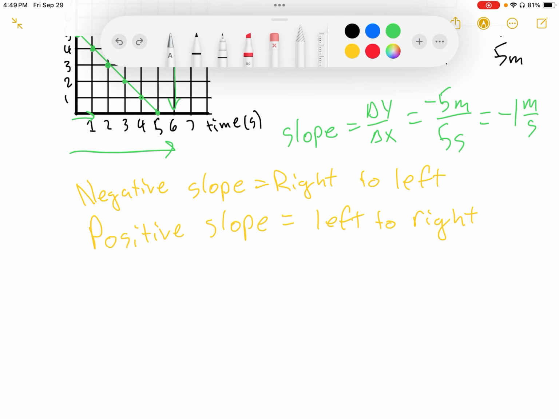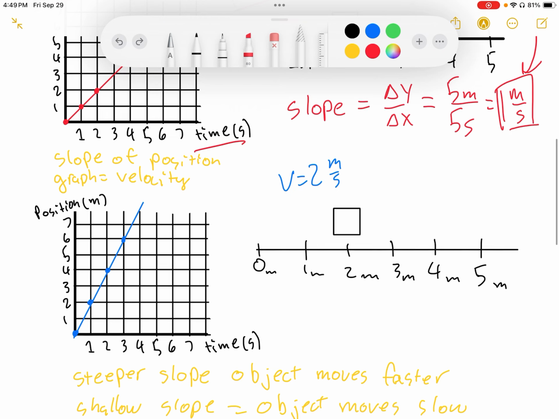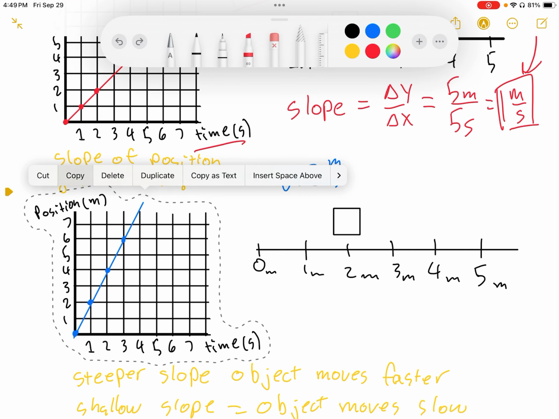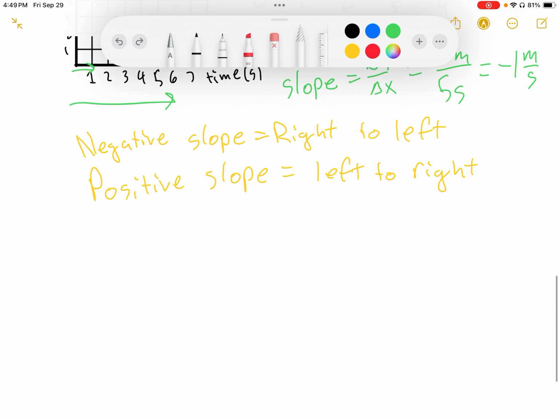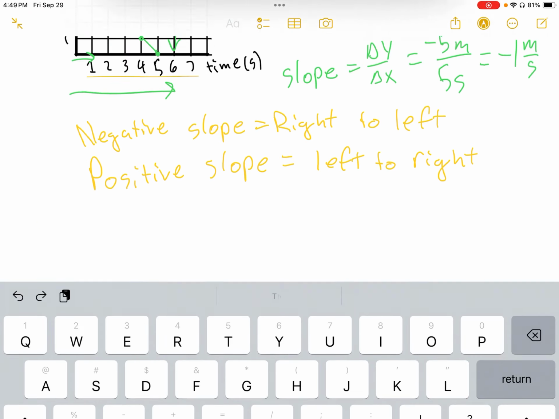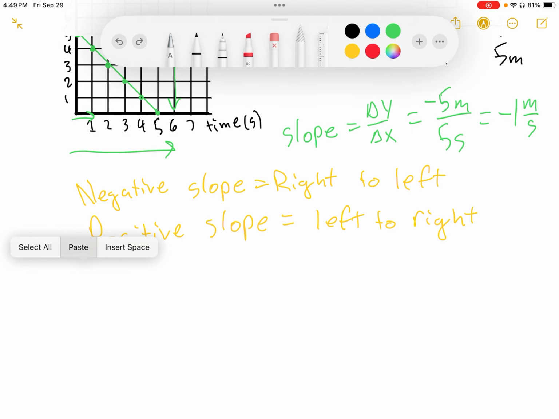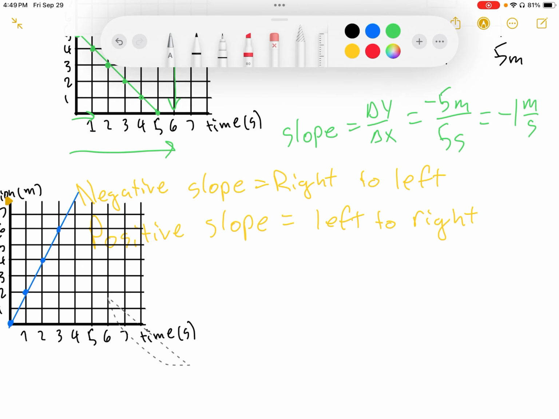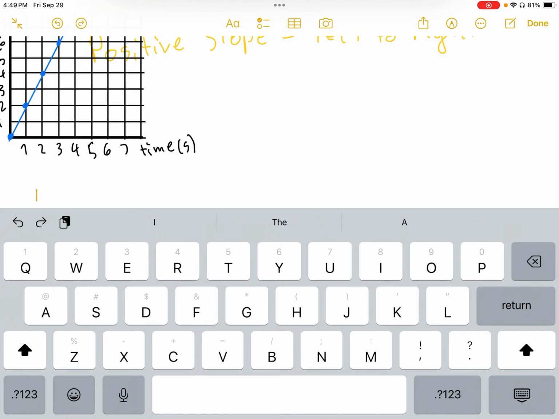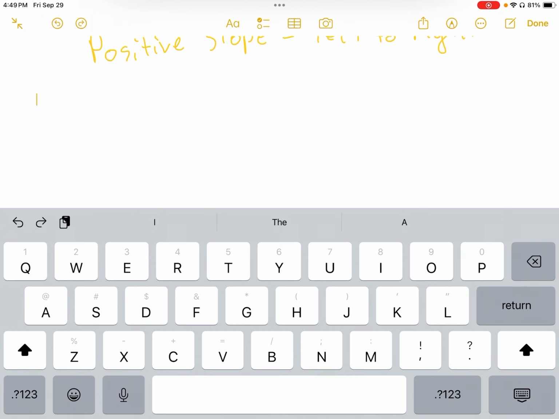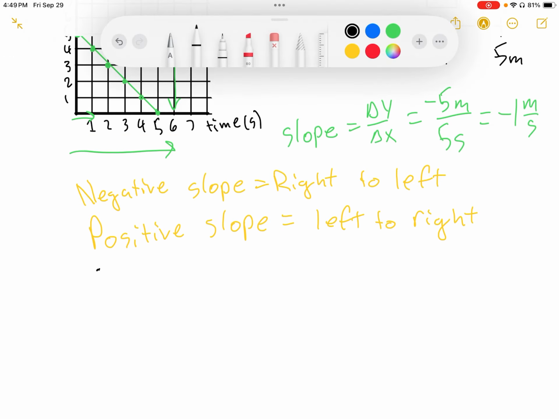Okay, let's try and take this graph. Copy.